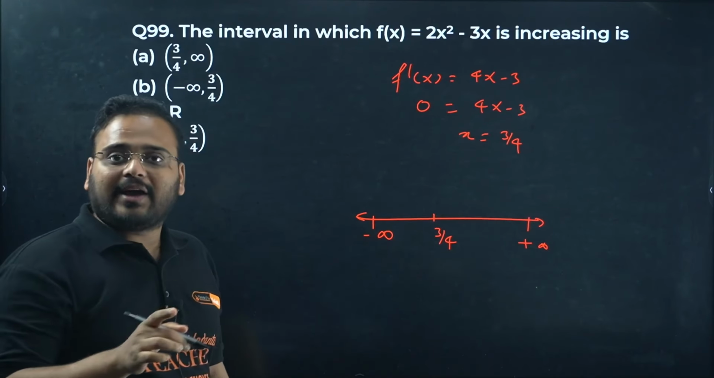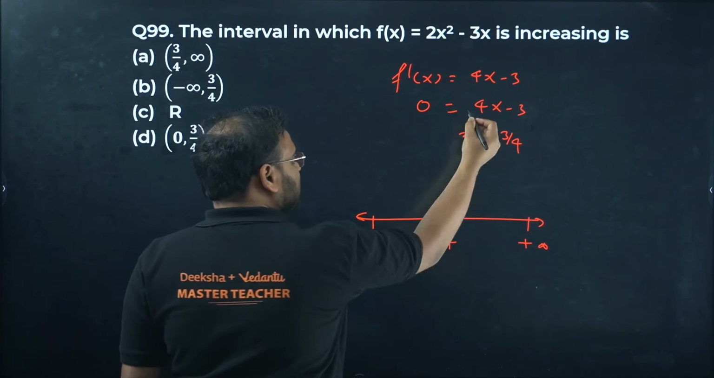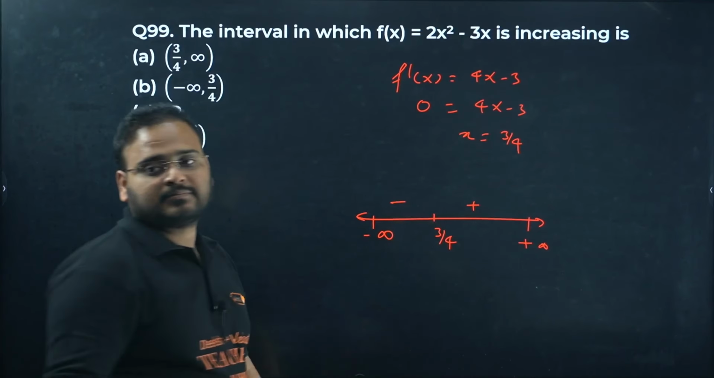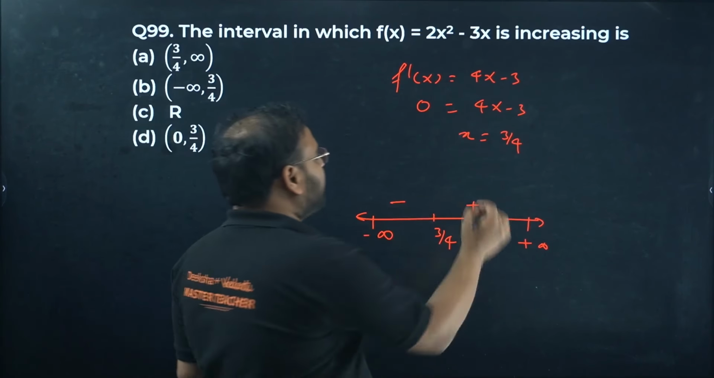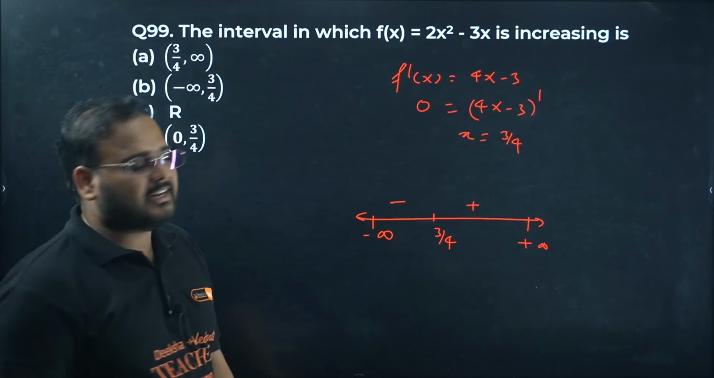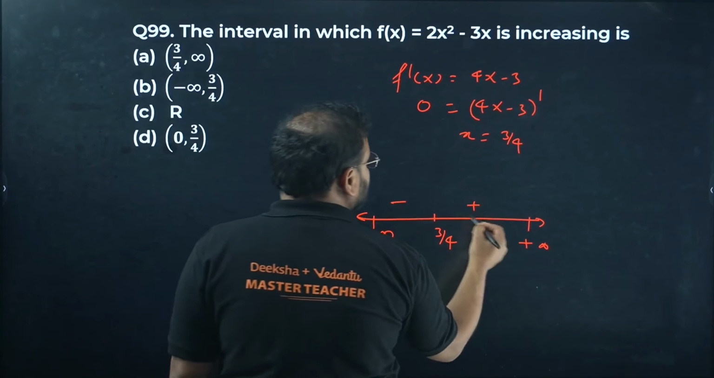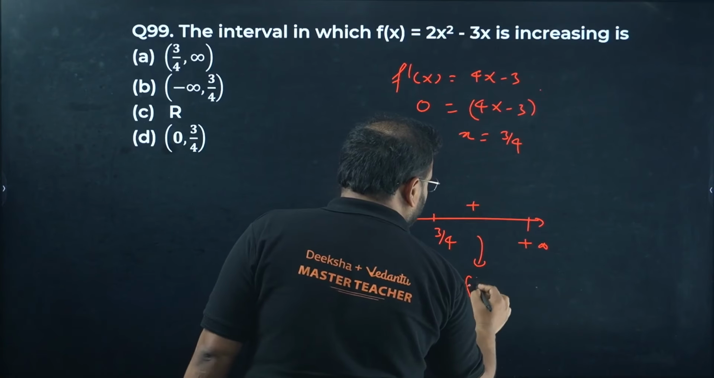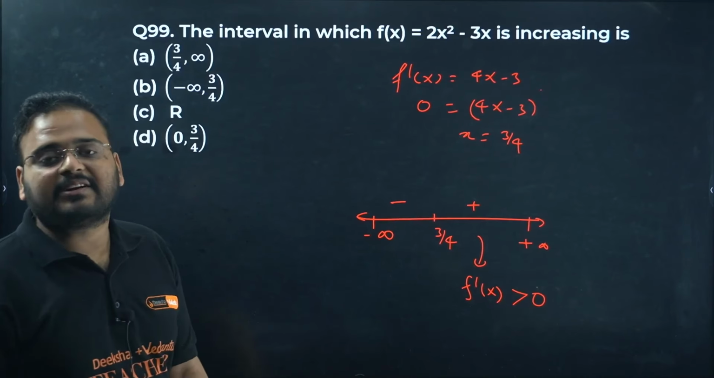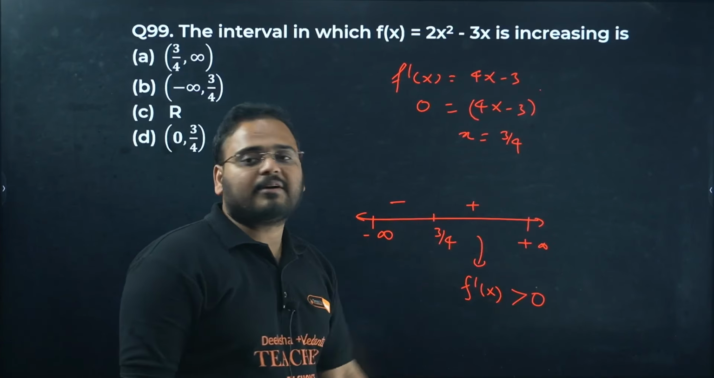Check the coefficient of x. If it is positive, put a plus here. If negative, put a minus here, and change the sign: plus and minus. Because if you check the factor in the derivative, the power is odd. 1 is odd, so we are looking for positive. It signifies that f dash of x in this region is more than 0. Positive means the derivative is more than 0 in the interval 3 by 4 to infinity.